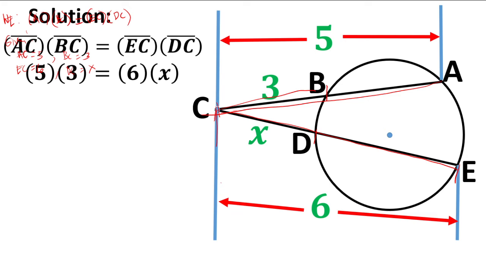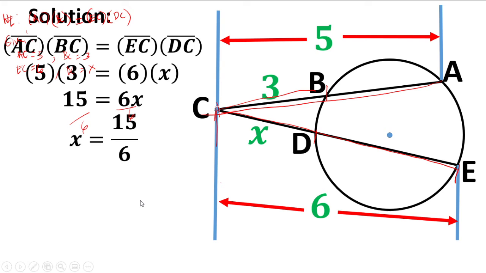5 times 3, that is 15. 6 times X is 6X. And divide both sides by 6. Divide both sides by 6. X now is equal to 15 over 6. So, ilan ang 15 over 6? 15 over 6, that is 15 divided by 6, 2.5. So, si X is 2.5.